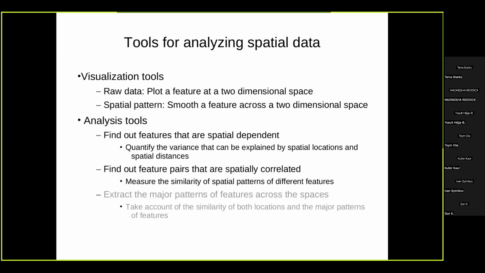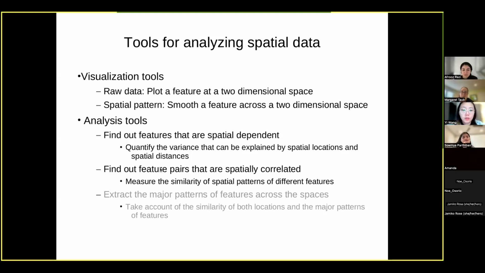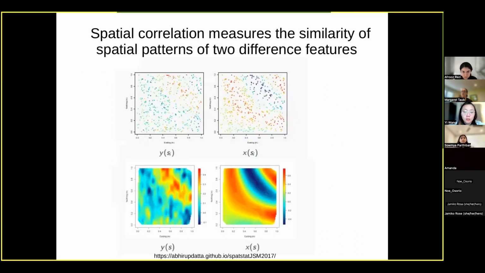So far, we have talked about how to find features that are spatially dependent. Next, let's move on to quantifying the spatial correlations between a pair of features. In other words, how to measure the similarity of their spatial patterns between a pair of features. Here is a set of simulated data of two variables, and here is their spatially smoothed data.